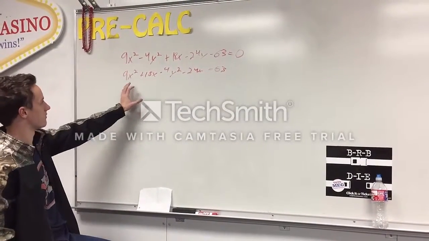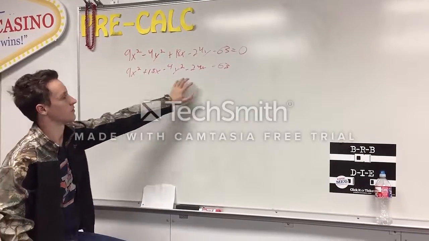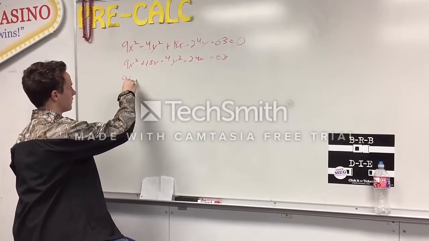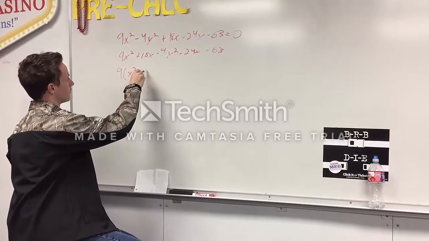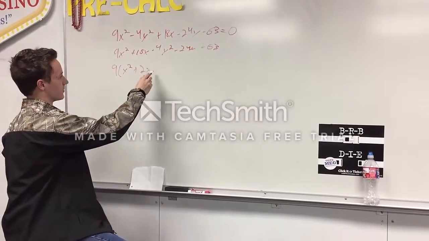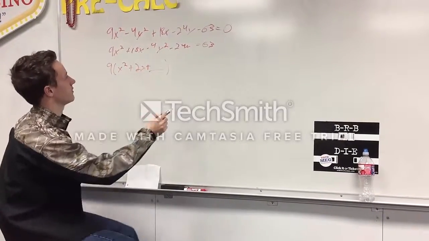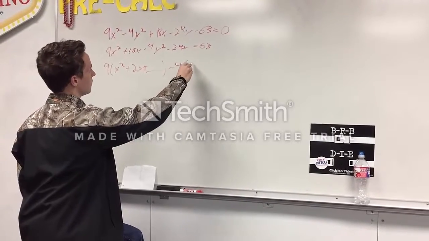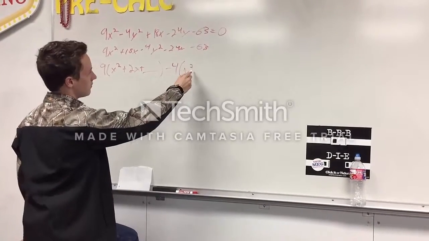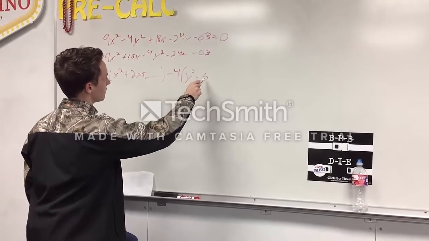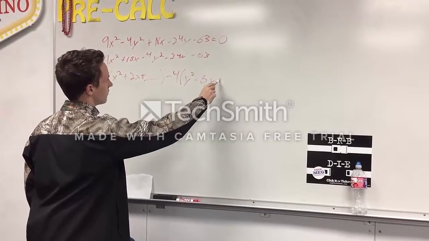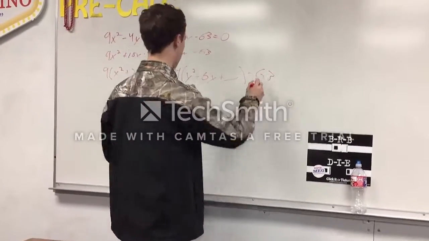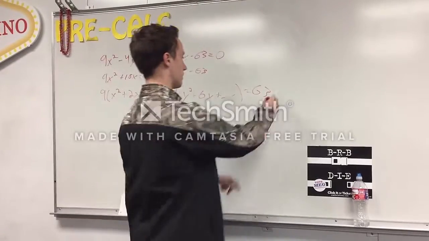Now we can take out numbers from each of these to get them smaller. We take out a 9 to get x squared plus 2x, and they're going to be adding a number here. The same over here: take out a negative 4 to get y squared plus 6y, plus a blank, equals 63. We have to add these two over here.